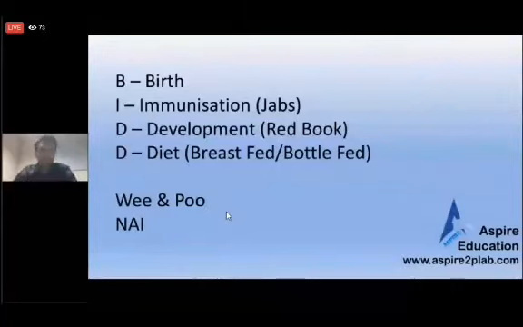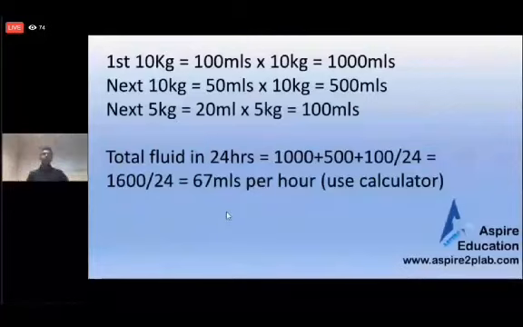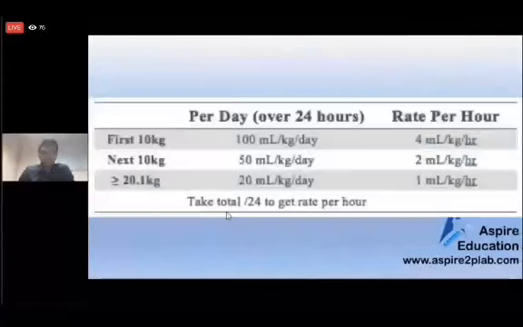So the first 10 kgs, 100 mils per kg, the next 10 kgs it will be 50 mils, and the next 5 kgs it will be 20 mils. So totally 100 into 10 is 1000, 50 into 10 is 500, and 20 into 5 is 100. So the total fluid in 24 hours you're going to give is 1600. How much will that be per hour? 67. So this would be the calculation rate. The first 10 kg is 100, the next 10 kg is 50, and above 20 it will be 20 mils per kg per day.